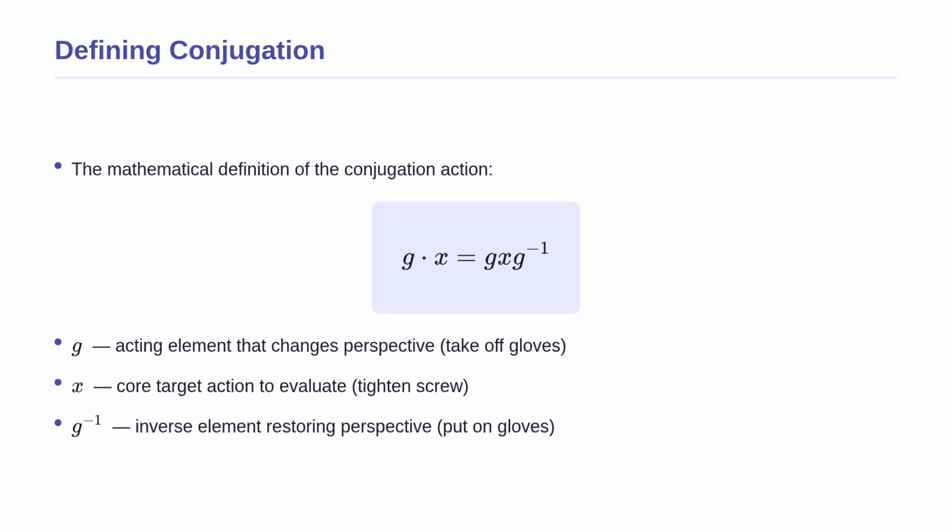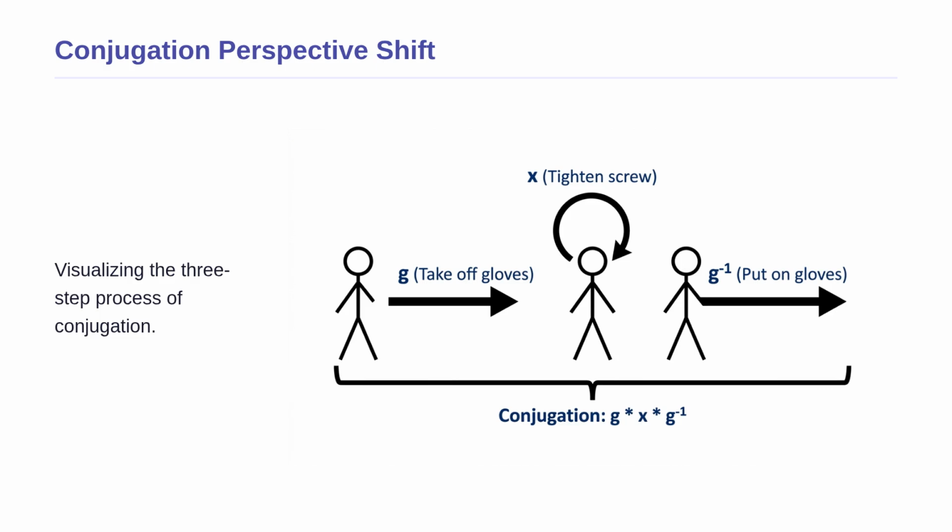Finally, the symbol G inverse is the element that completely undoes whatever G just did, restoring our original perspective, acting like putting the gloves back on. By sandwiching X between G and its inverse, we successfully translate the action of X into a brand new coordinate system. To make this formula perfectly clear, let us look at a visual representation of the conjugation process.